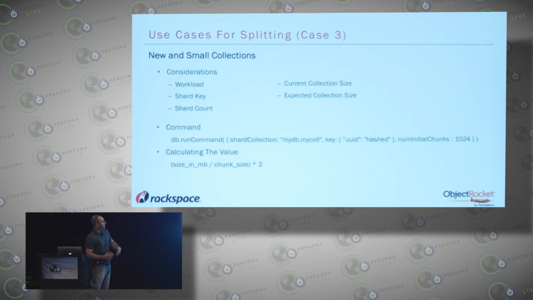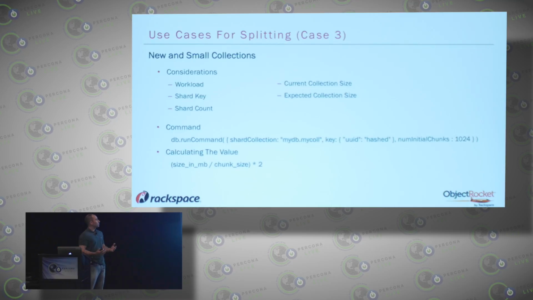Let's see. And there's an example command using num-initial chunks. In this case, I just passed that number 1024, and what that will do is it will create that many chunks, and if I had 10 shards, it will split that up as evenly as possible across those 10 shards. Knowing the current collection size or the expected collection size is very important, because as you can see here, to calculate that value, we want to pass the expected collection size in megabytes, divide that by your chunk size, and then times it by 2.